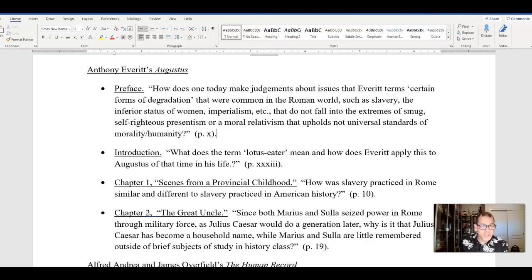So write your question out, and put quotation marks around your question. Once you finish your question, then put parentheses and put the page number that specifically prompted that question. That way when we're discussing this in class or I'm checking later, I can go to the page that specifically prompted you to think, I wonder this.